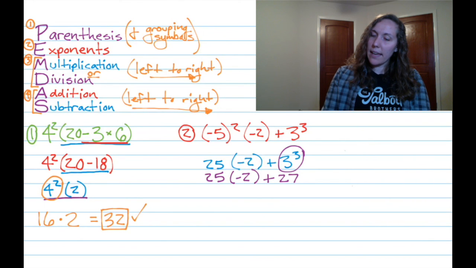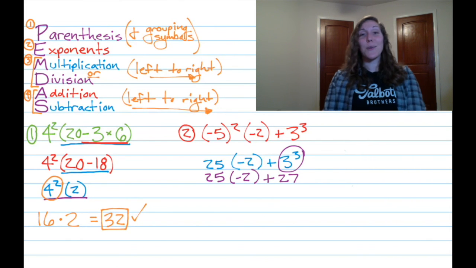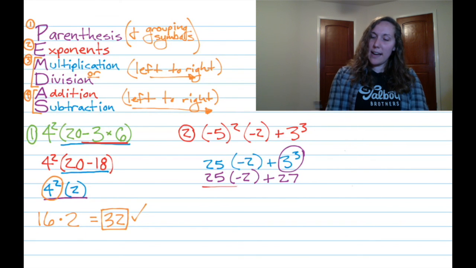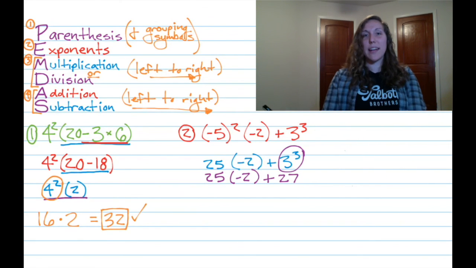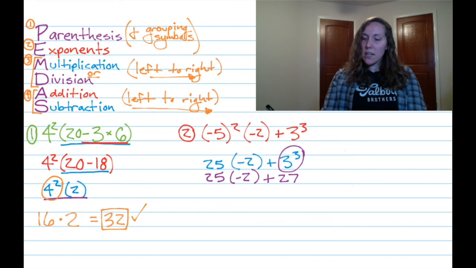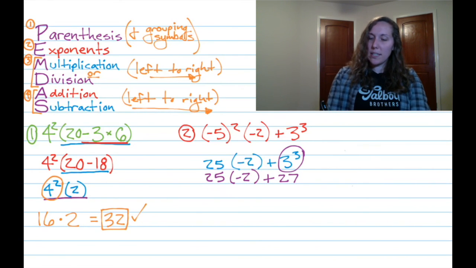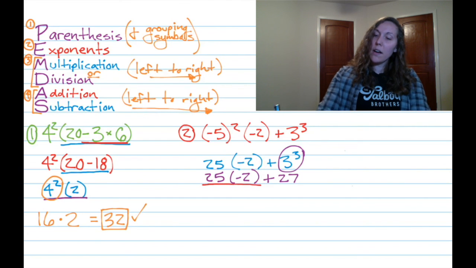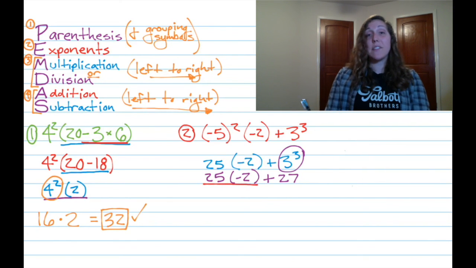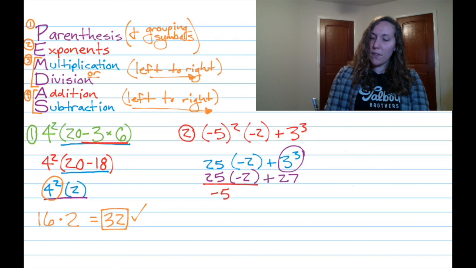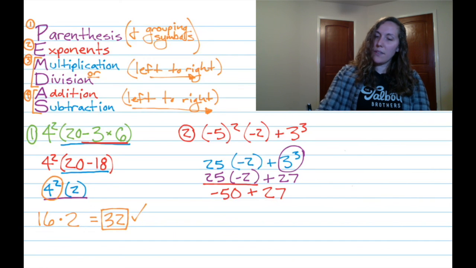And again, can I answer the question, are there any more exponents now on this step? Nope, so I can move on to the next one, which is multiplication and division. Do we see any multiplication or division here that needs to be completed? Yes, we see multiplication right here, because having nothing between this number and this parenthesis means I need to multiply. So 25 times -2 gives me -50. And I'm going to copy down the rest of my problem, which is plus 27.